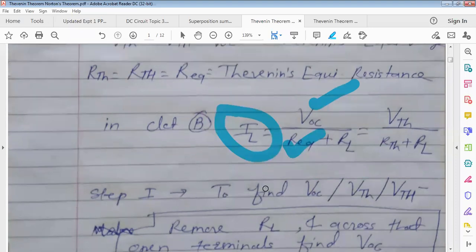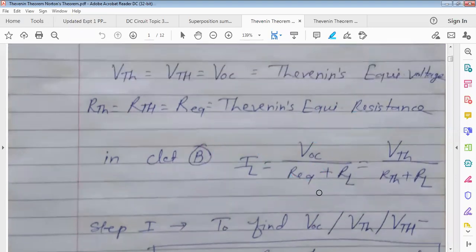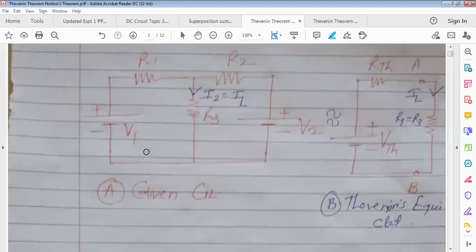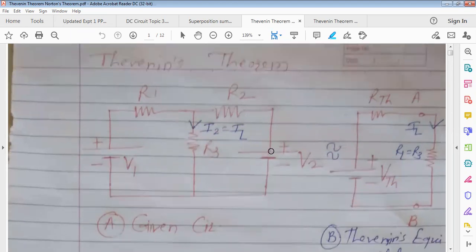Now how to find VOC and R equivalent, or how to find VTH and RTH according to this theorem? See, the first step is to draw the given circuit as it is. Once you draw it, the second step is to find the VTH or VOC, Thevenin's equivalent voltage. So how do we find it? Very easy. Steps are easy actually. Simplification sometimes depends on the circuit, whether it is simple or not, that you can decide on your own.